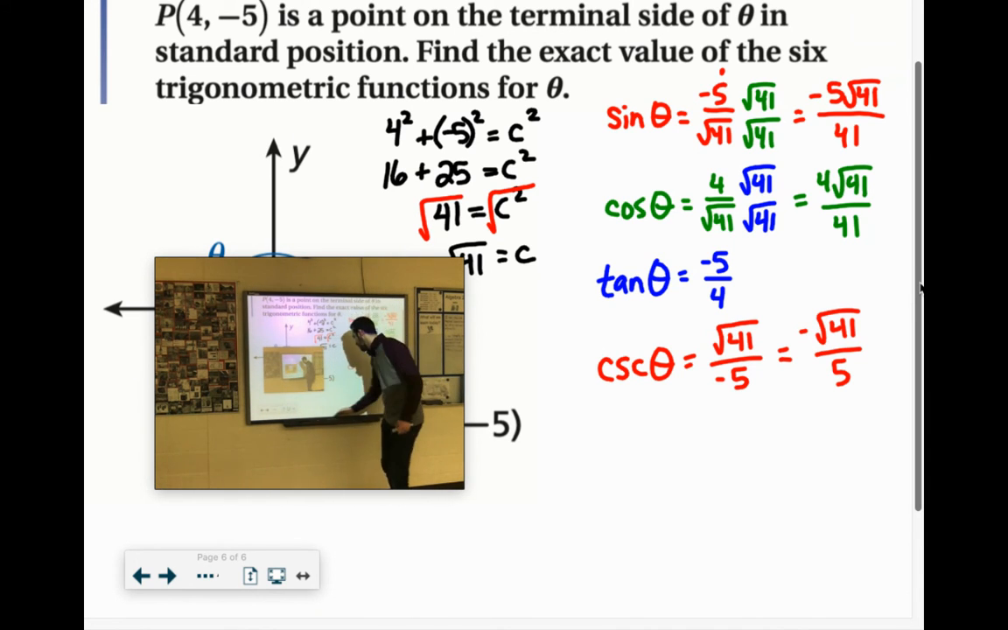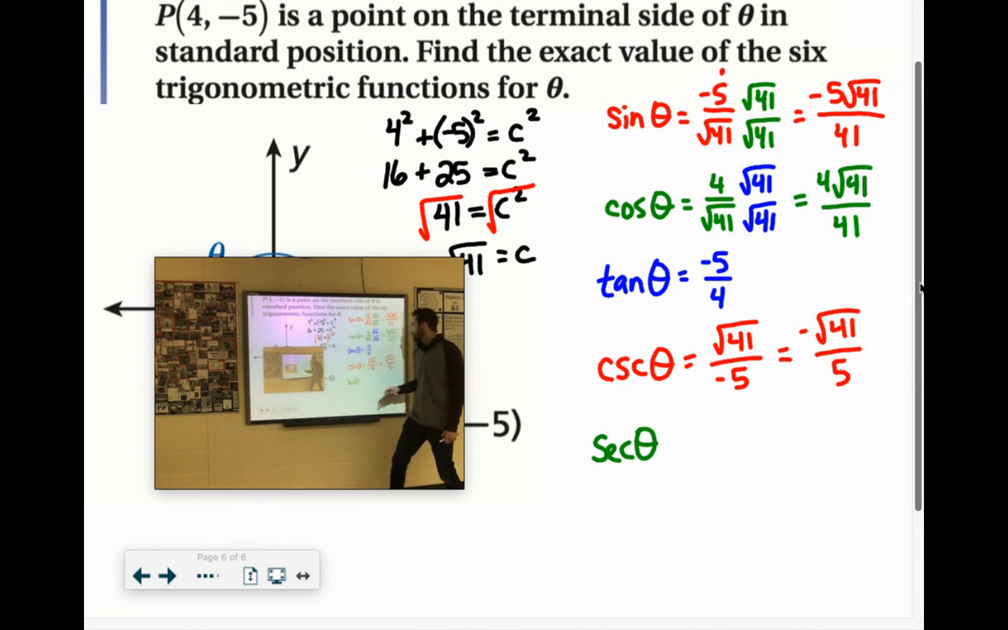Save yourself some time. So if we did that, then for cosine and secant, cosine was 4 over root 41. That would make it root 41 over 4. Nothing to simplify there. And tangent, we can just go ahead and flip it for our cotangent. -4/5.